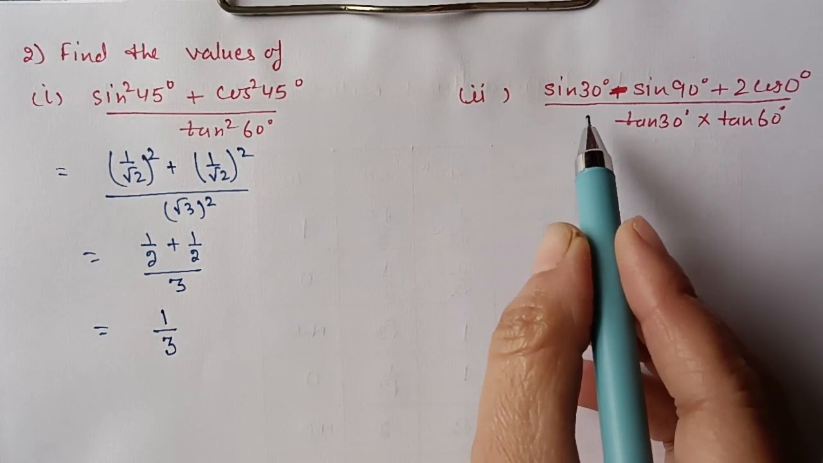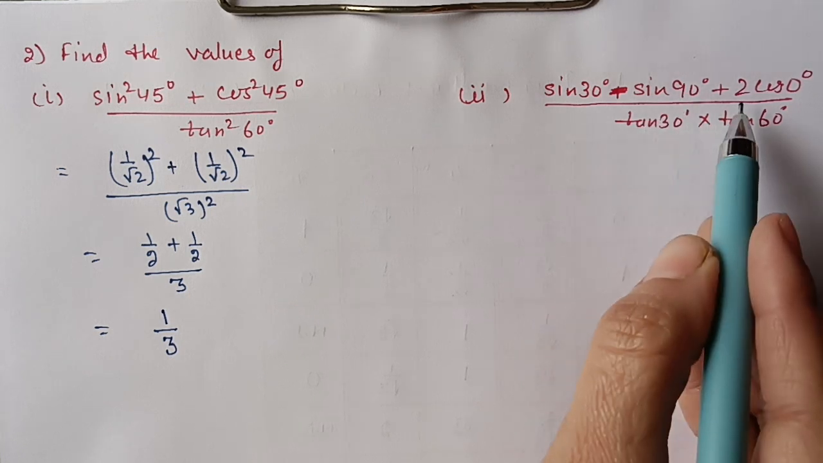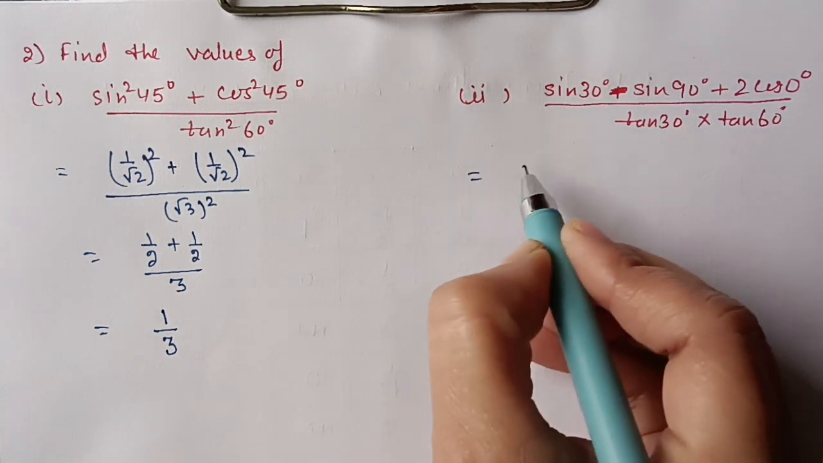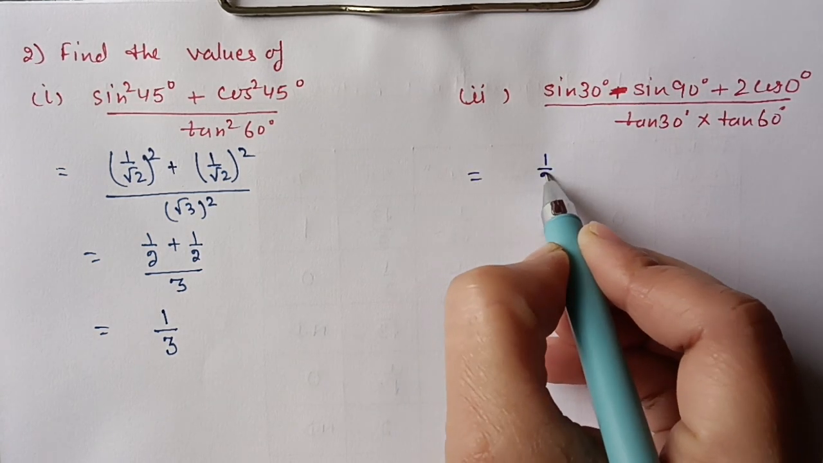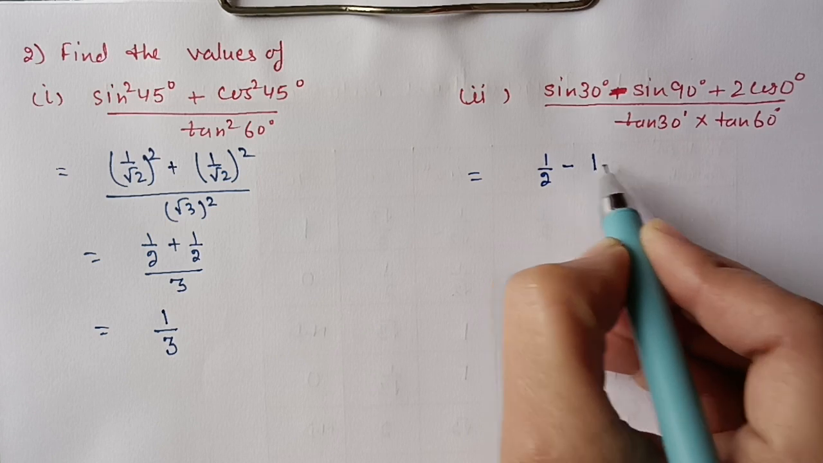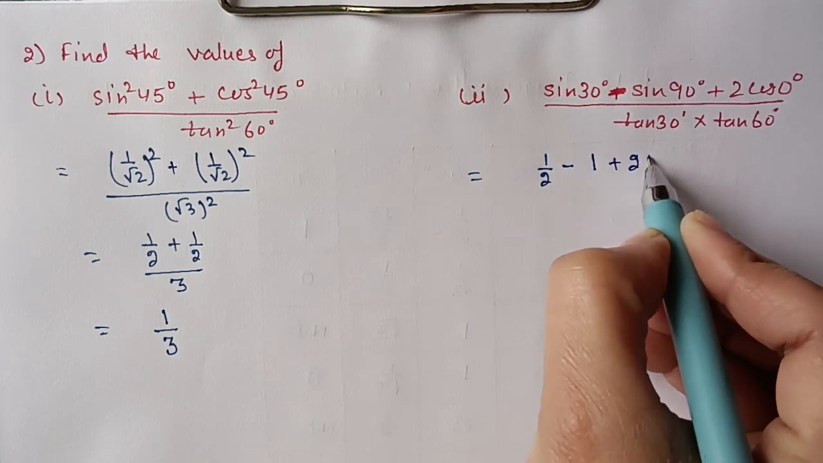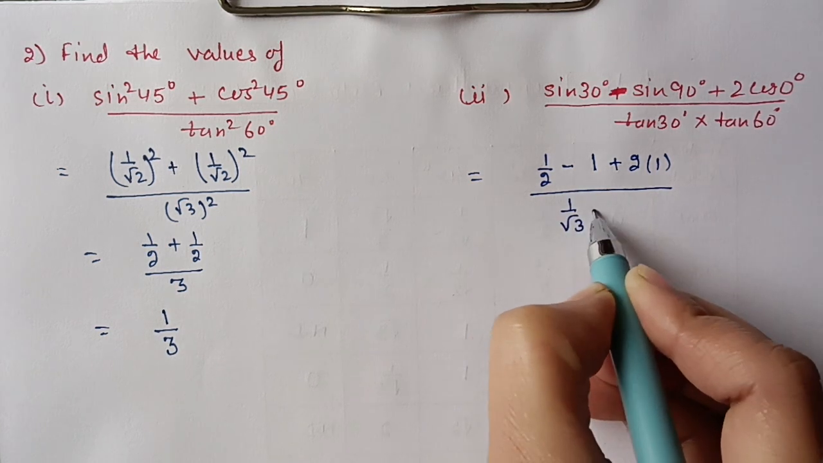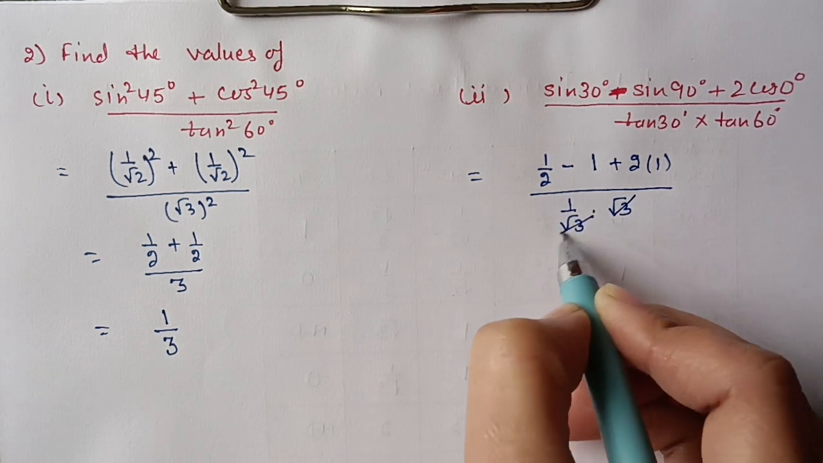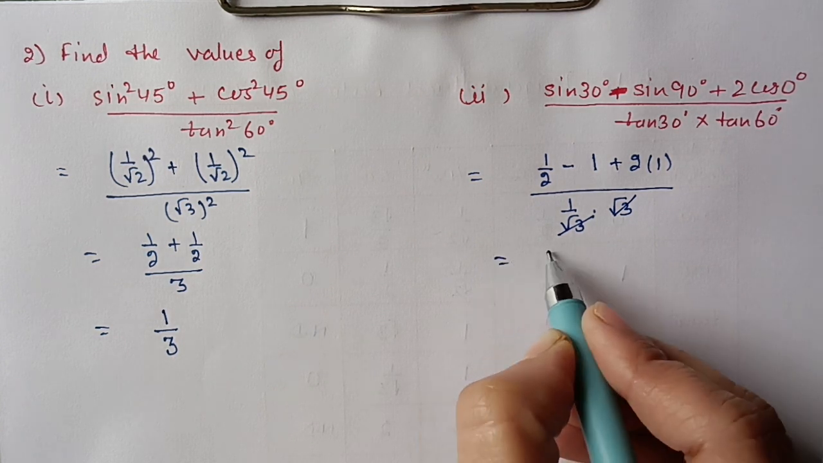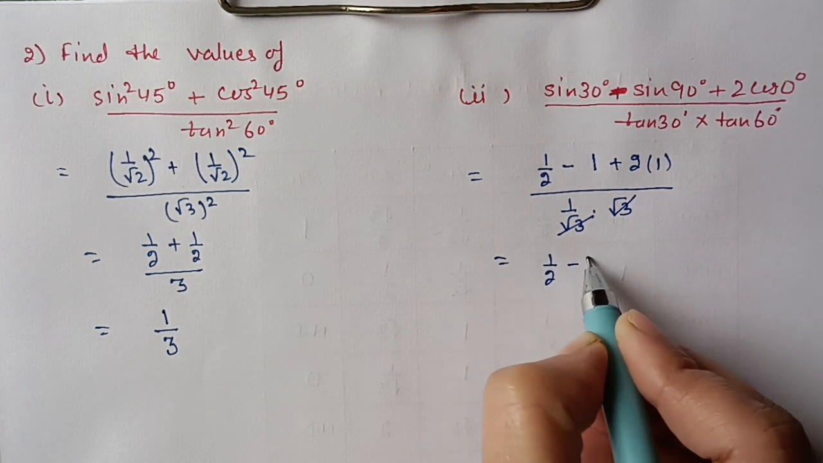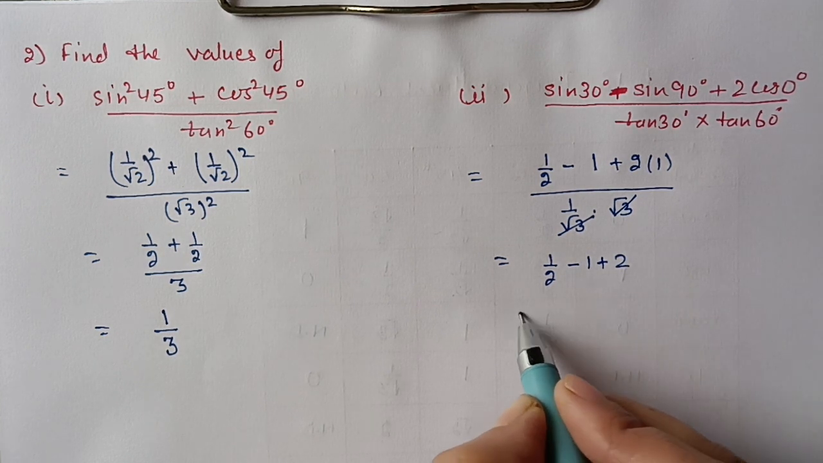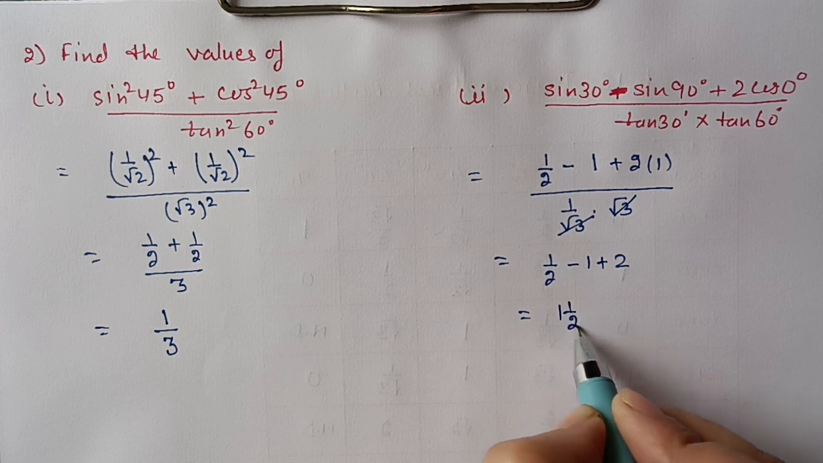Second part, sin 30 minus sin 90 plus 2 cos 0 upon tan 30 into tan 60. Sin 30 value is 1 by 2. Sin 90 value is 1. And cos 0 value is 1. Tan 30 is 1 by root 3 and tan 60 is root 3. So here this root 3 and root 3 we can cancel. Half minus 1 plus 2. 2 minus 1 is 1 and 1 plus half means 1 and a half.